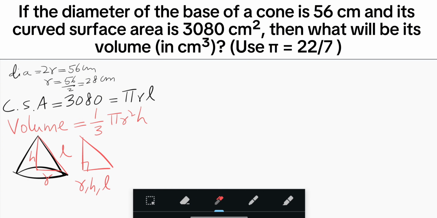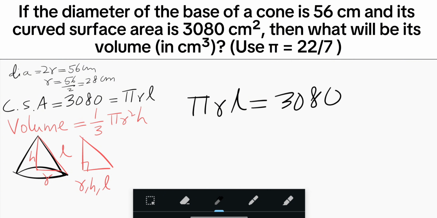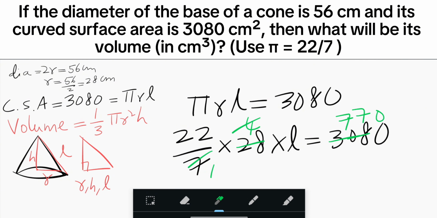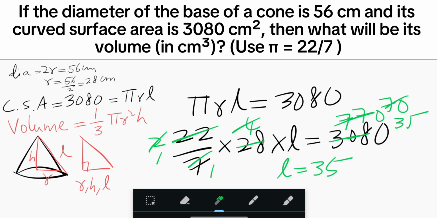To find slant height, we have curved surface area formula, which is pi RL equals to 3080. 22 by 7 into R is 28 into L equals to 3080. 7 ones, 7 fours. 4 ones, 4 sevens, 4 sevens. 11 twos, 11 seventies. 2 ones, 2 35s. So L equals to 35.